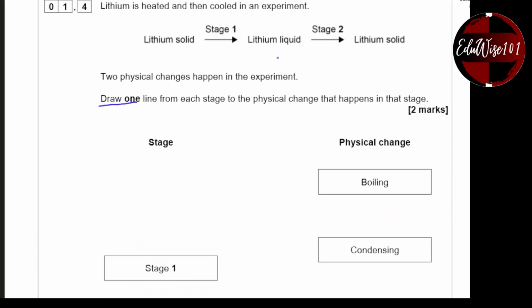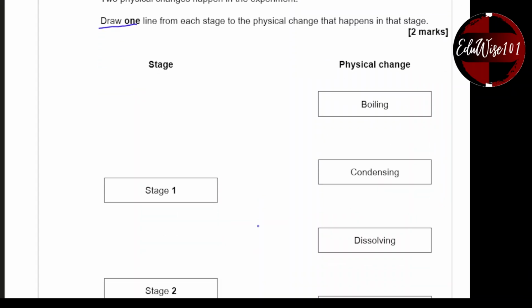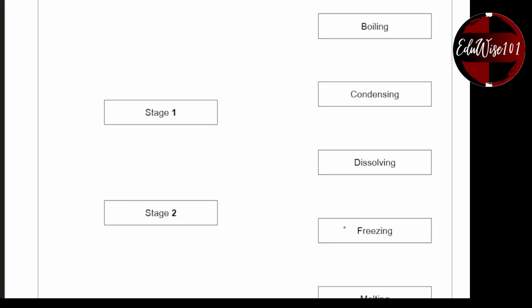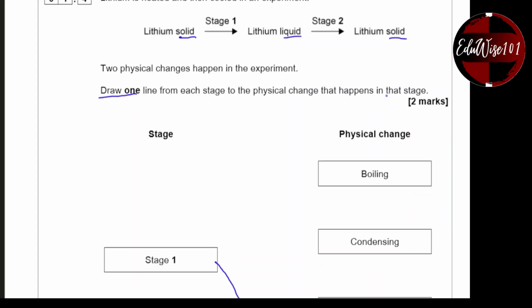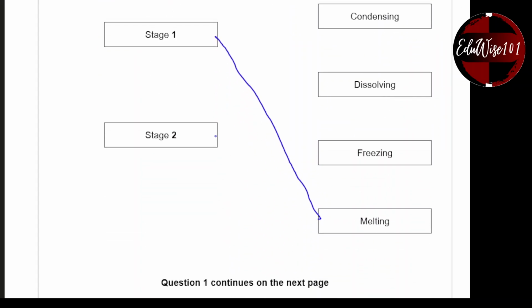So stage 1, it's changing from a solid to a liquid. Now, if you want to change it from a solid to a liquid, you'll have to heat it up, and that is boiling. Actually, no, sorry, it's melting, right? Stage 2, it's going from a liquid to a solid again. So it's actually the reverse. So that would be freezing.